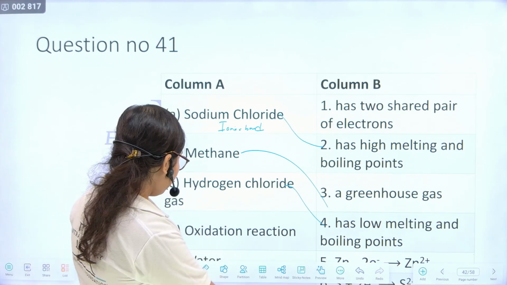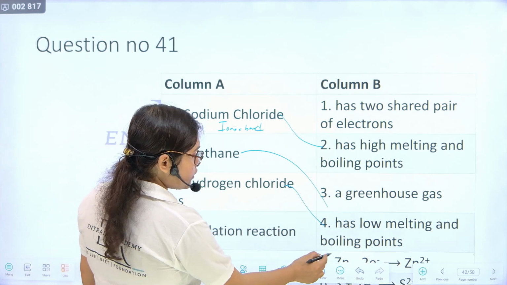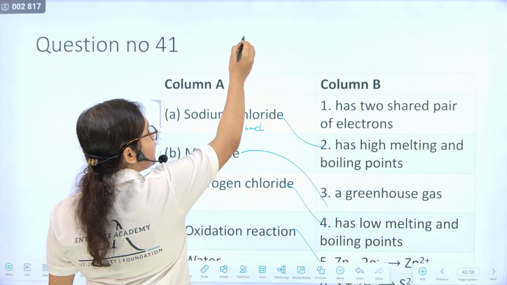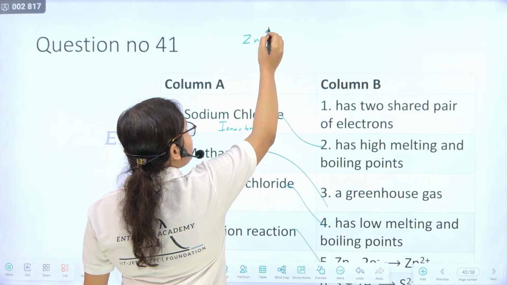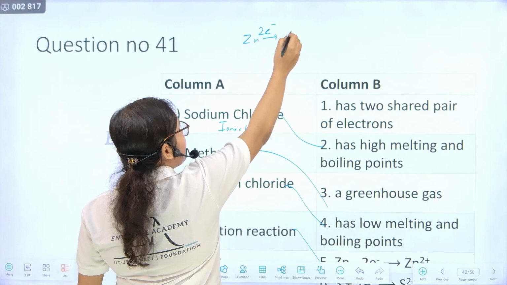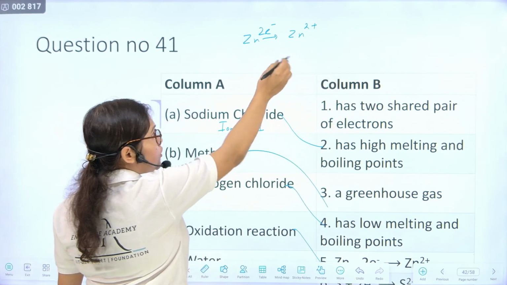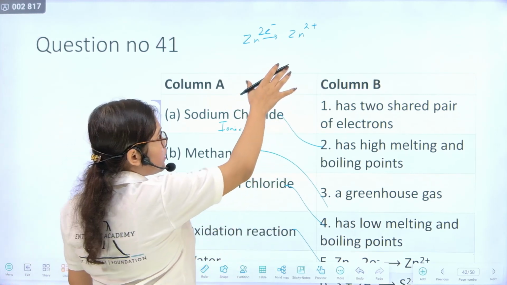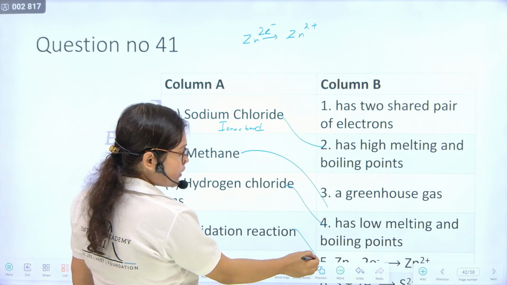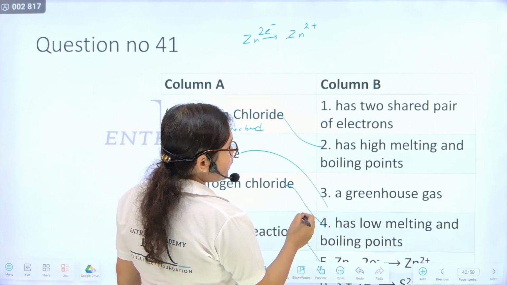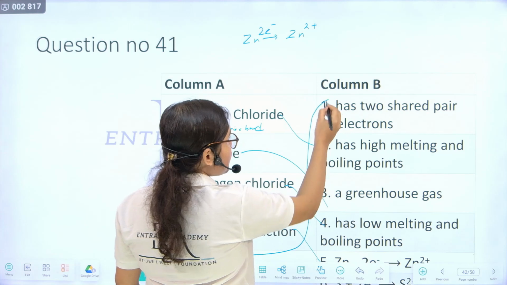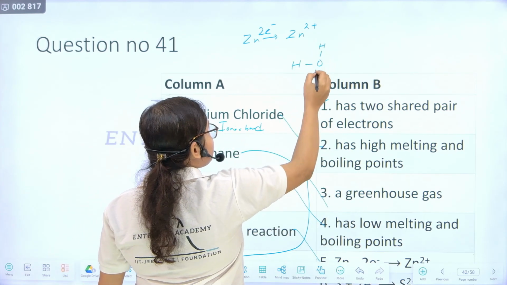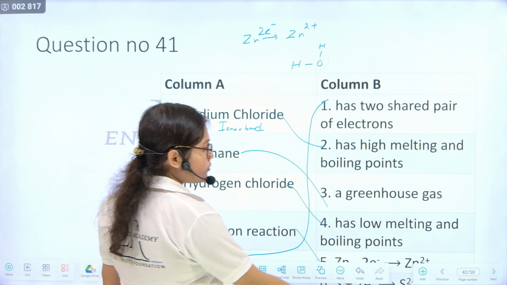Then Zn to Zn2+, that is an oxidation reaction. Two things are important. Oxidation is when electrons are lost and cations are formed. After accepting electrons, that is a reduction reaction. So this one is oxidation. And water has two shared pairs of electrons in the water molecule, like this.